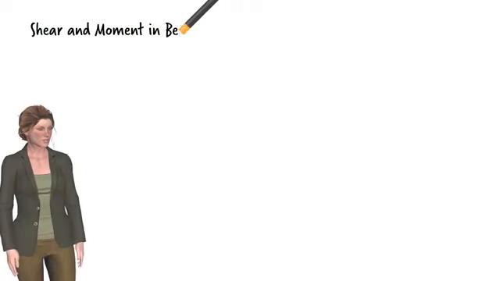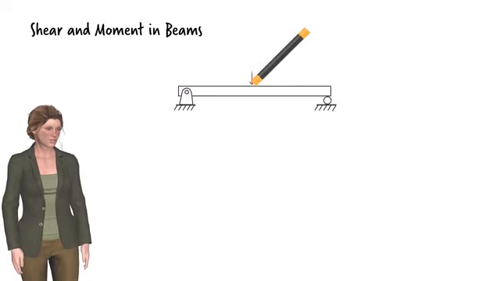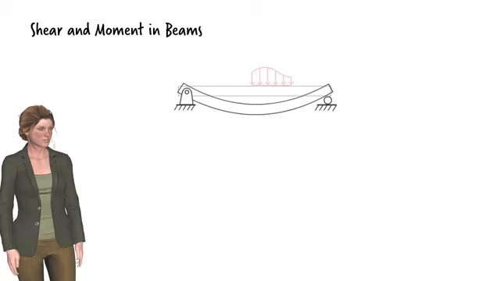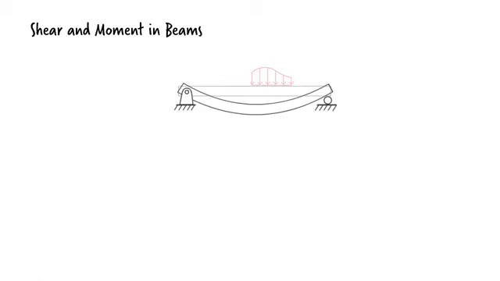Shear and moment in beams. When a properly supported beam is subjected to loads, it is going to deflect. Although such a deflection may not be visible, it does cause internal forces to develop in the member. Take segment AB of this simply supported beam.